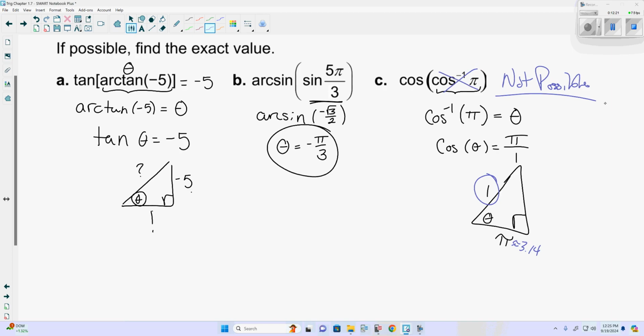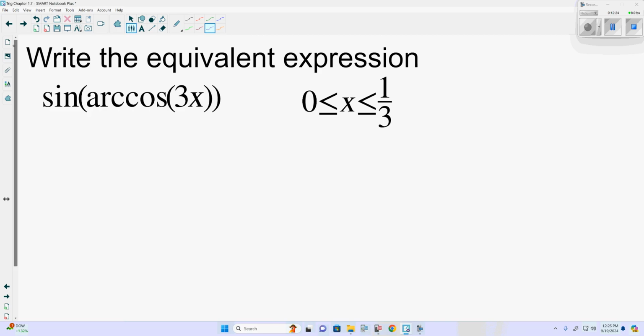Be ready for the next one. All right. Write an equivalent expression. Yes? So this here is, we're going to set the triangle up. Unfortunately, we can't just type this into the calculator and let it do it for us. Arc cosine of 3x. When we solve this, arc cosine of 3x, when we get a value for it, it will be our angle. And this is true if and only if cosine of that same angle is equal to 3x.